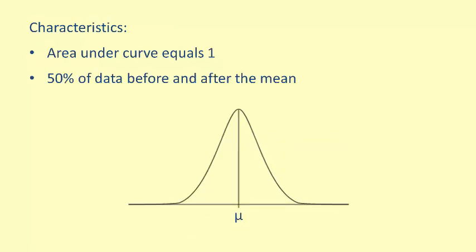The total area under a normal curve equals 1. Because the mean of the normal distribution is also the median, it divides the area under the curve into two equal areas. 50% of the area is to the left of the mean, and 50% of the area is to the right of the mean.